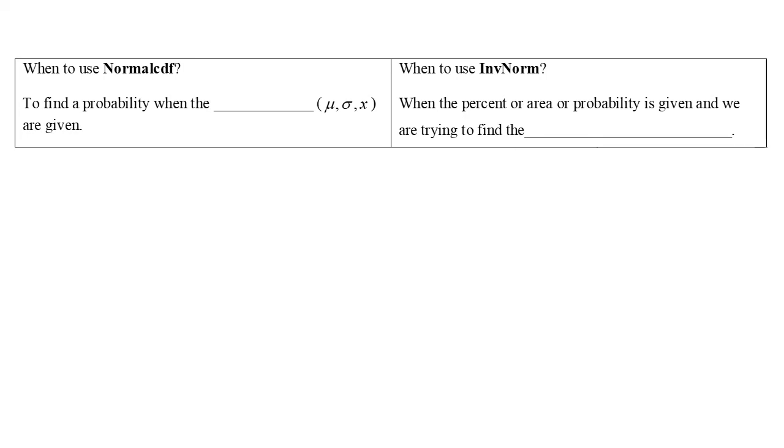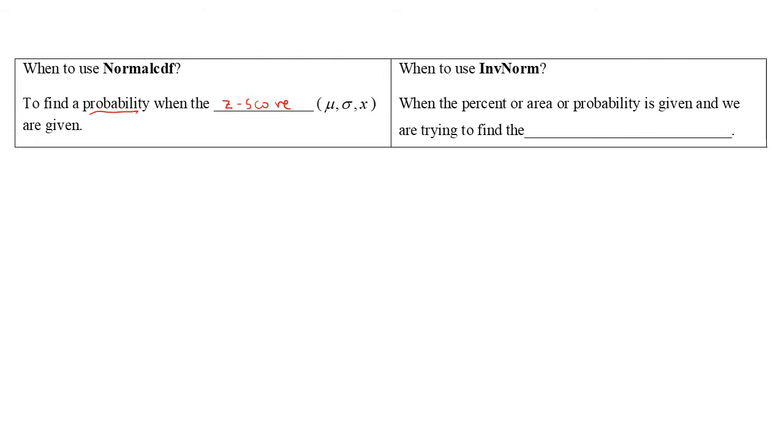So oftentimes we have to be careful when we're deciding whether or not we want to use the normal CDF formula or whether we're using the inverse norm formula. So let's just remember the difference. When should we use the normal CDF? Well, when we're given the z-score, for instance, or equivalently we're given the mean, the standard deviation, and the x value. When we're given that, then we're going to use the normal CDF to find the probability.